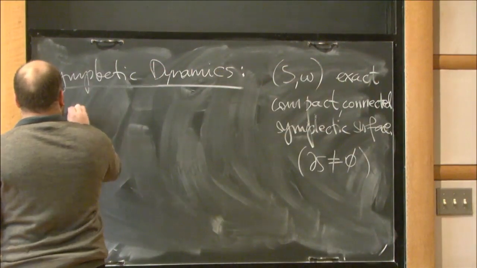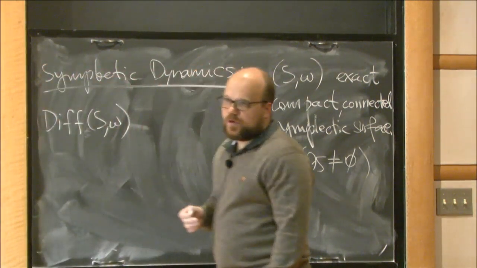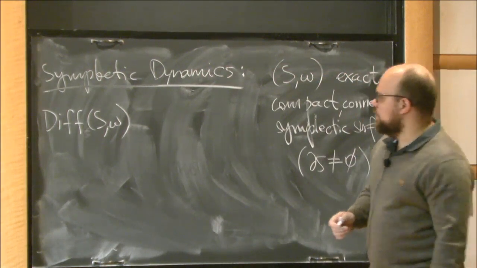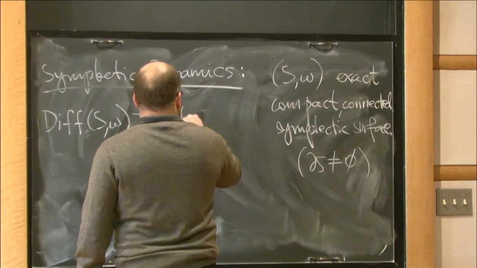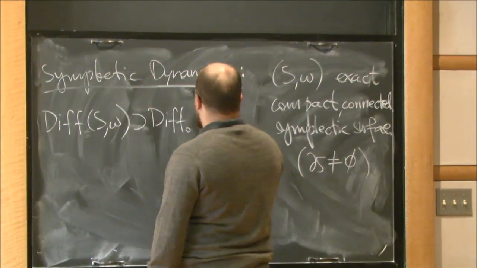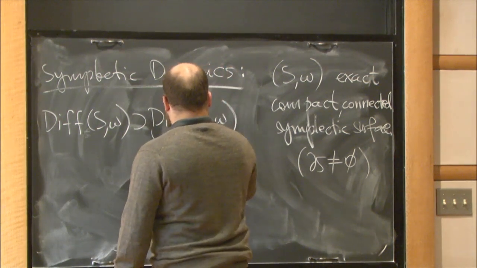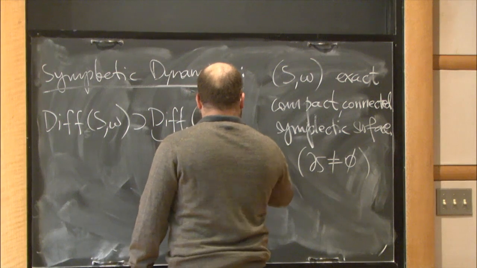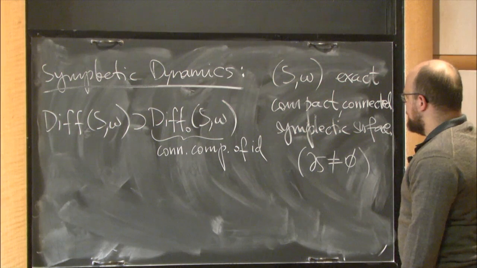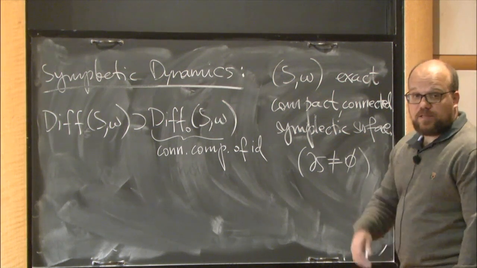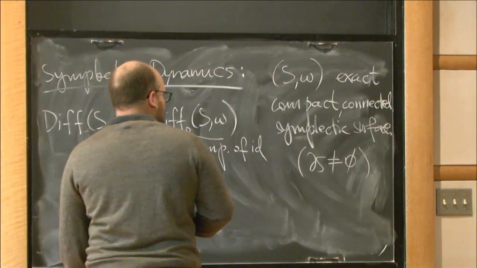And one has the group of symplectomorphisms, which are the diffeomorphisms of this surface which preserve the 2-form. One might want to look at the connected component of the identity, which happens to be endpoints of smooth symplectic isotopies starting at the identity. It's not entirely obvious, but it's true.